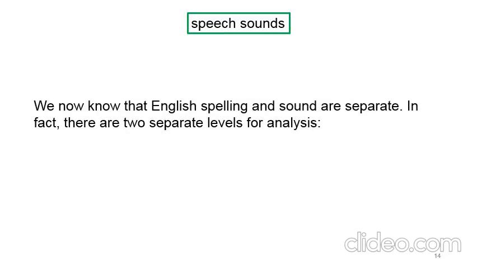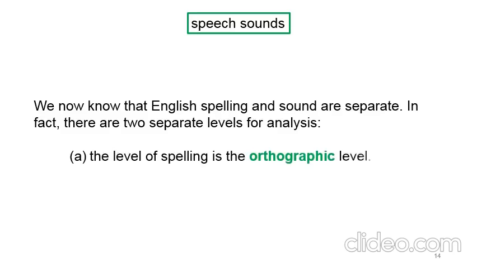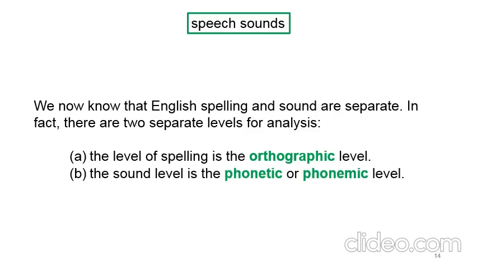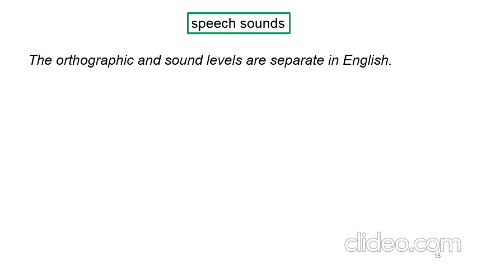We now know that English spelling and sound are separate. There are two separate levels for analysis. There's the writing, the orthographic level, the level of spelling, and there's the sound level, or the phonetic or phonemic level. When we say that English spelling is misleading, we mean that the orthographic and sound levels are separate in English.